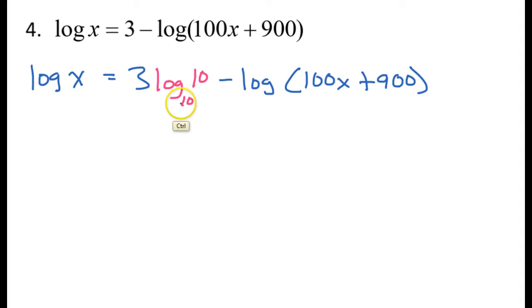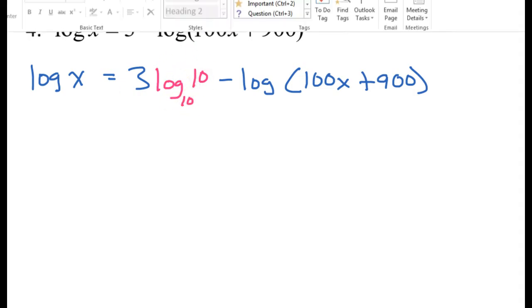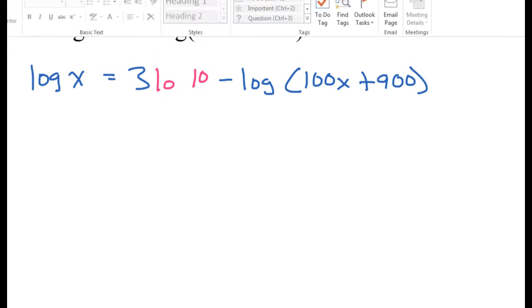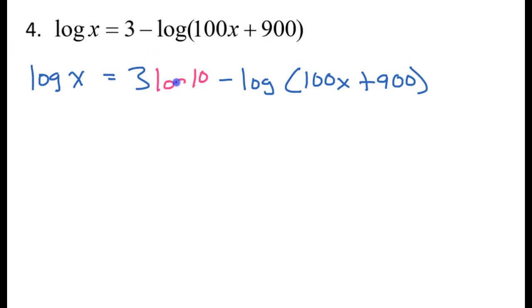What exponent turns 10 into 10? 1. So the value of this is 1. Now I'm going to go back and not write the 10. Alright, but still, the value of this is 1. So I have not changed anything.